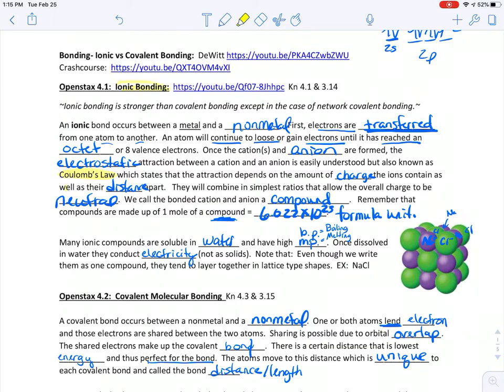So we're going to start with this ionic bonding right here. And again, we got all kinds of videos in here. And don't forget, here's the Newton homework that's associated with that.